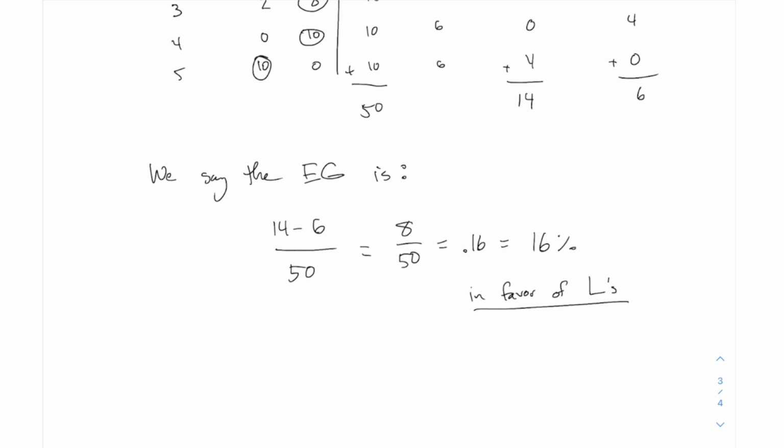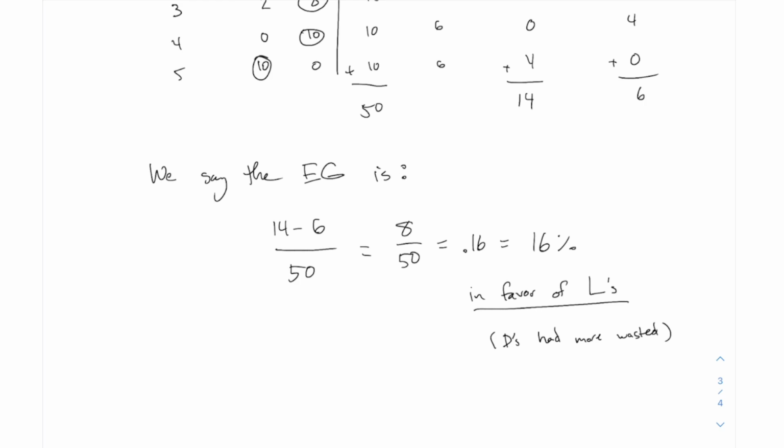So the efficiency gap consists of a number, and then you also say who is being benefited here. It's in favor of the L's. This is because the D's had more wasted. And so we say that this map is advantageous to the L's because the D's had more wasted. The efficiency gap is 16%.